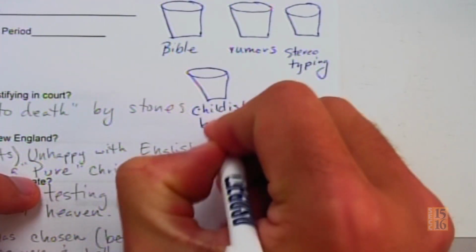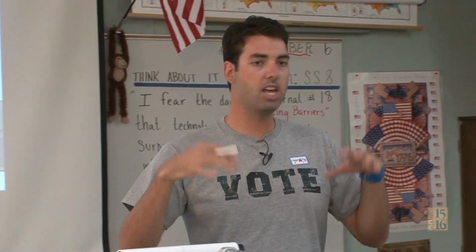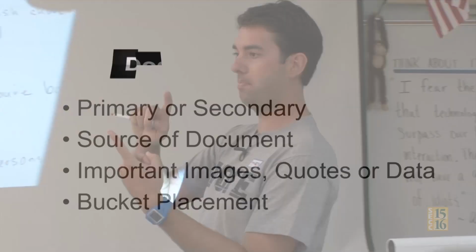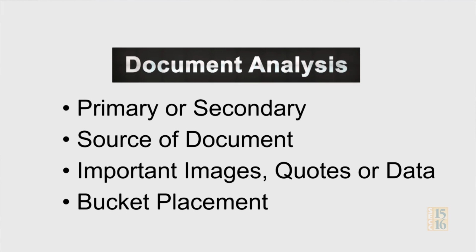When we're done with all of the documents, we'll have concrete buckets that we'll all make sure that we can kind of agree to. As we start to look at the documents, is it a primary source or a secondary source? Where is it coming from? Important images, quotes, or data, and then possible buckets, right? What you think caused the witch trial.